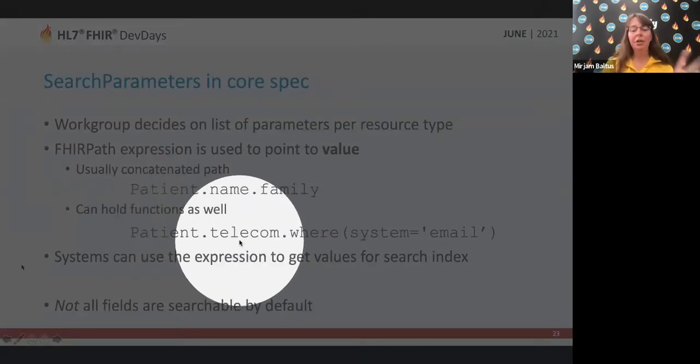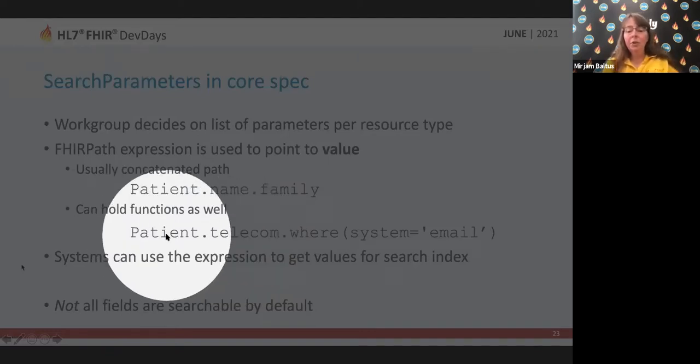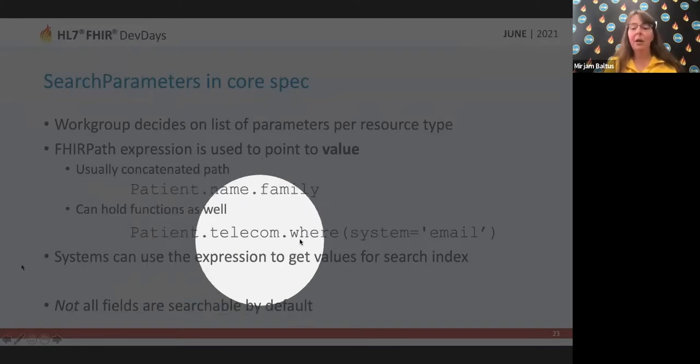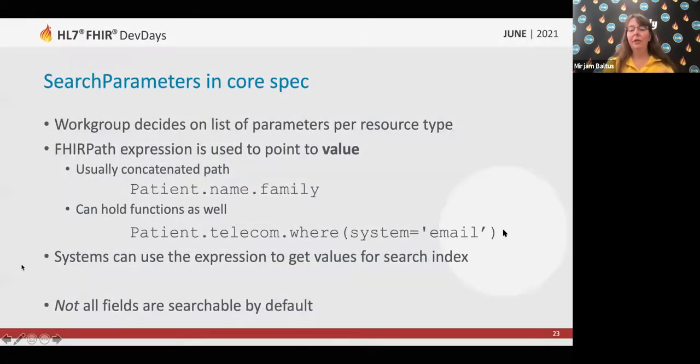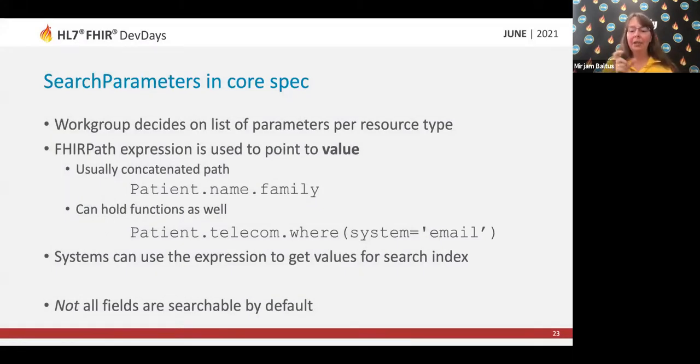And again, this is just taken from the FHIR specification, so you can find quite a lot of examples in there. We want to take a look at patient.telecom, where the system equals email. And then the value that is part of that telecom block would be the actual email value. And then you can use that for a search on the email search parameter. So that's something that you could encounter in the base specification.